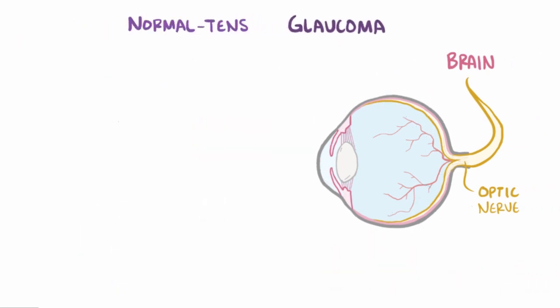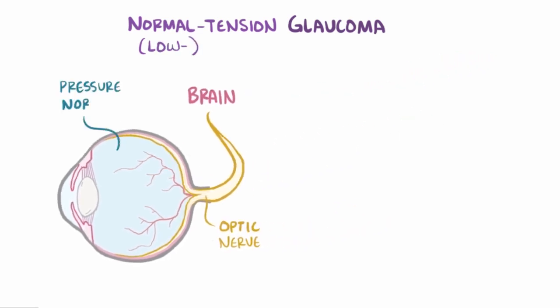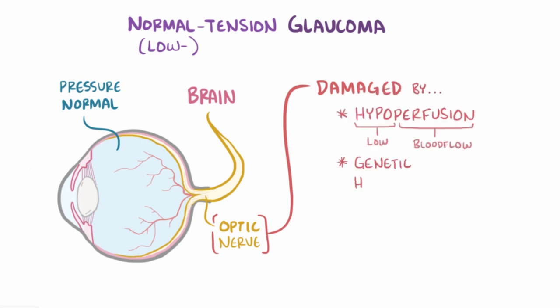Finally, normal tension glaucoma, or low tension glaucoma, happens when the pressure is normal in the eye. The cause of normal tension glaucoma is largely unknown, although it's thought that the optic nerve becomes damaged due to hypoperfusion, or poor blood flow, as well as potentially genetic hypersensitivity to pressures that are even in the normal range.